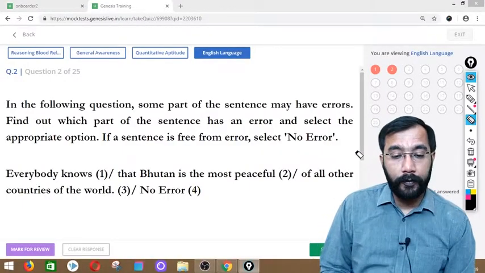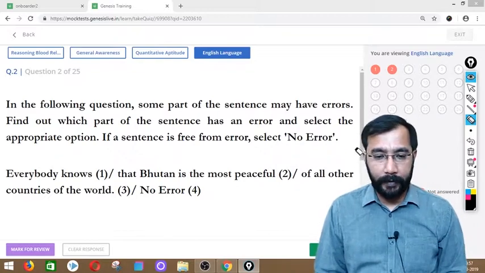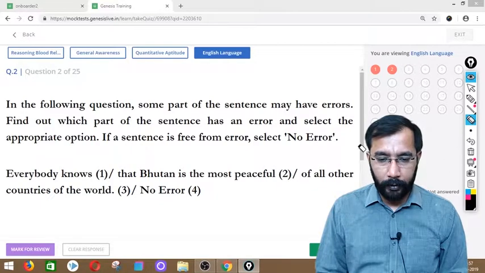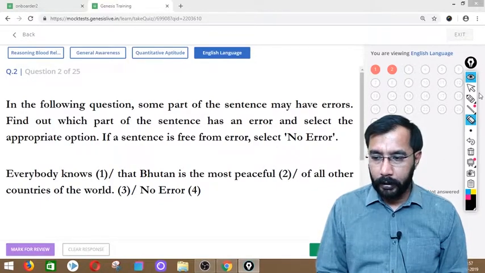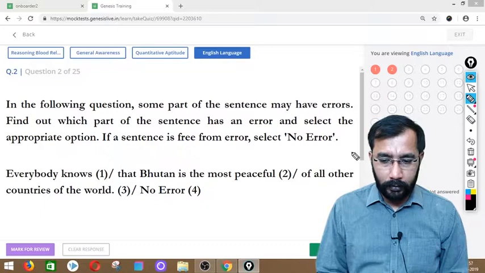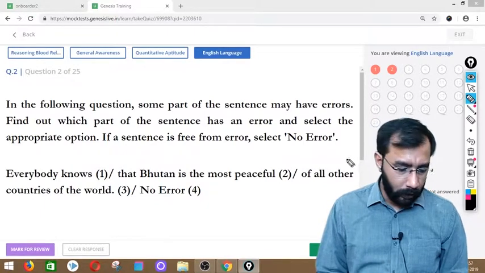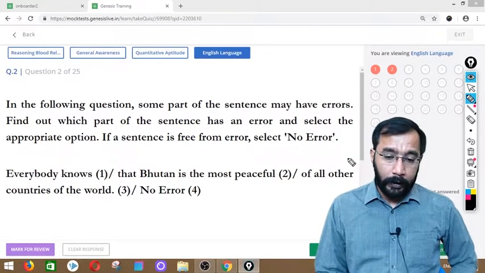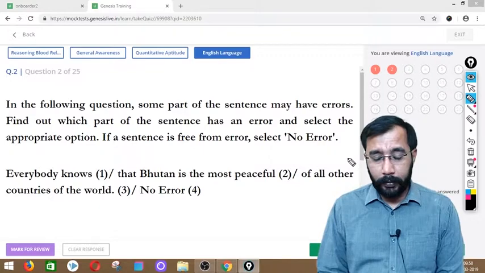The second question is, in the following question, some part of the sentence may have errors. Find out which part of the sentence has an error. Select the appropriate option. If a sentence is free from error, select no error. The question is, everybody knows that Bhutan is the most peaceful of all other countries in the world. So in this one, they're talking about Bhutan and the rest of the world.